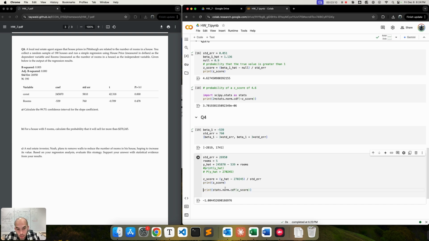But we could also just check the probability that the house will sell for less than this. So this is just the error, the area in the tail below. And so we could run this if we'd like, but I will let you do this on your own.